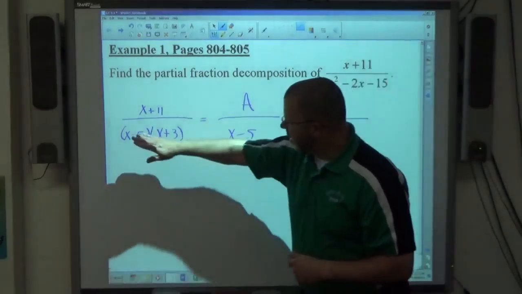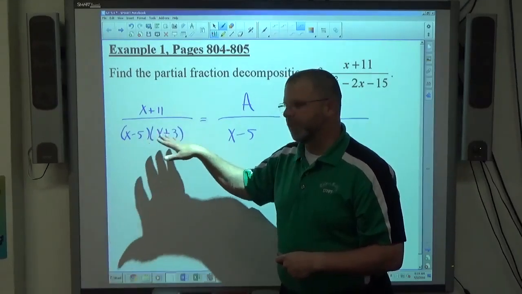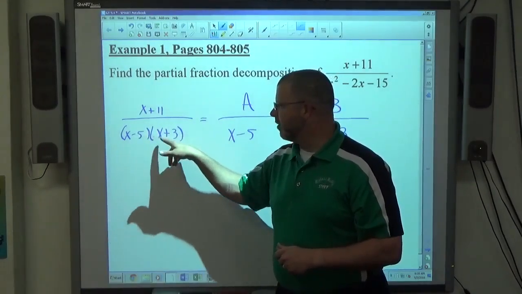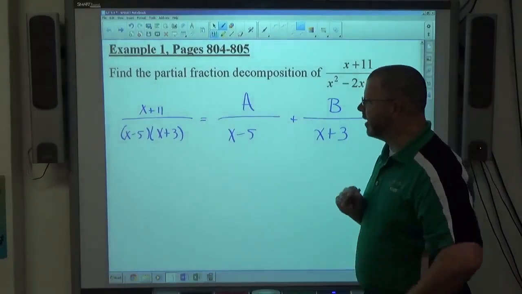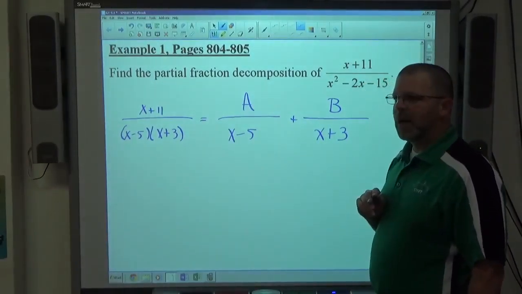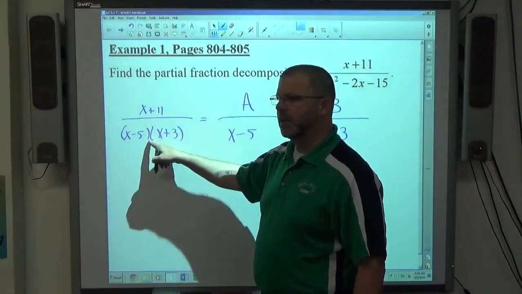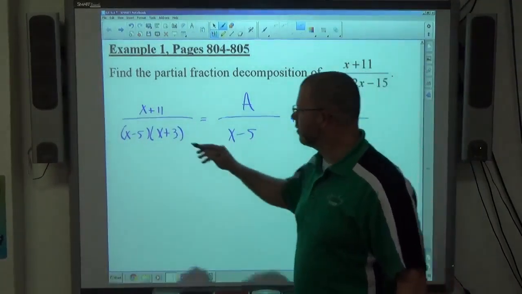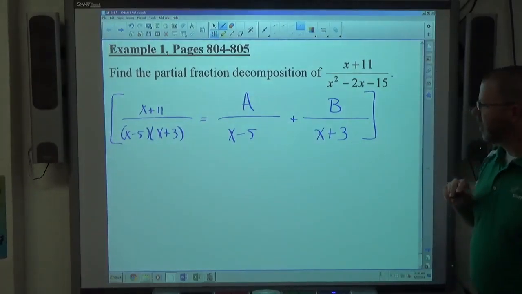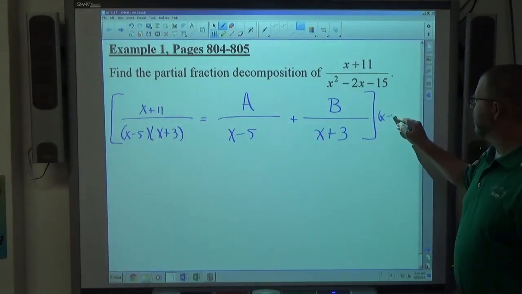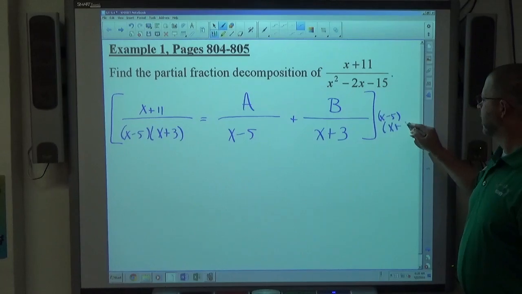So again, the denominator must be in factored form, factored completely. Every factor that's there counts and it gets put over here. Then I'm going to multiply by this denominator to get rid of all the fractions in the problem. So I'm going to take the entire equation and multiply by x minus 5 times x plus 3.